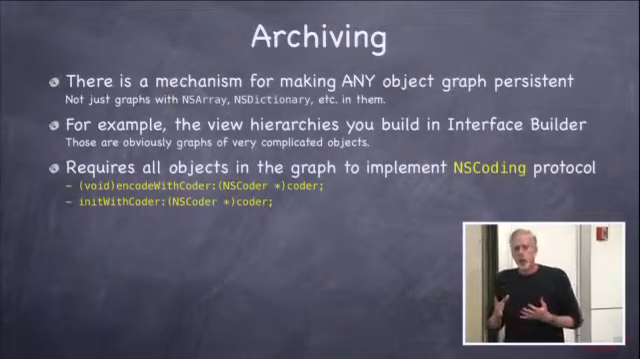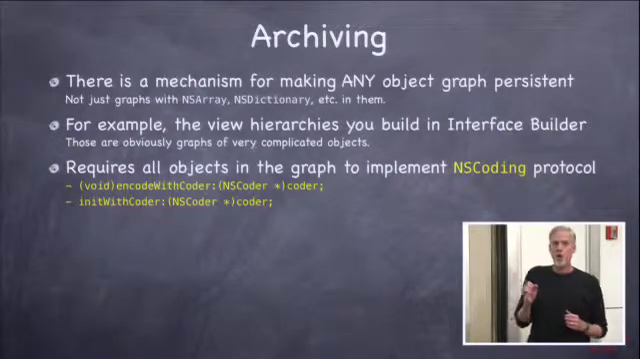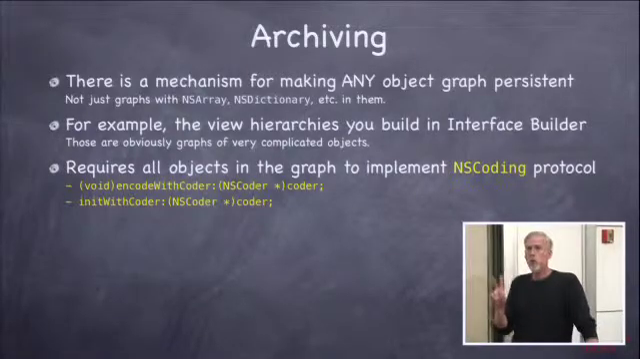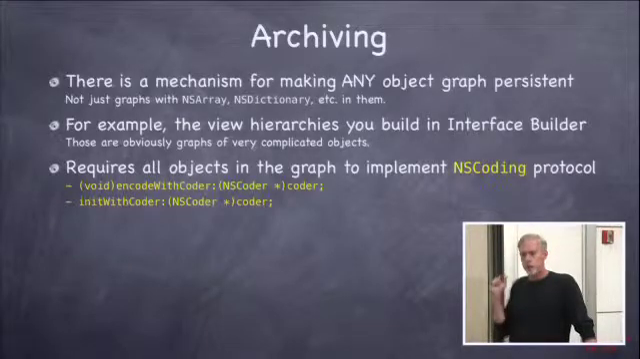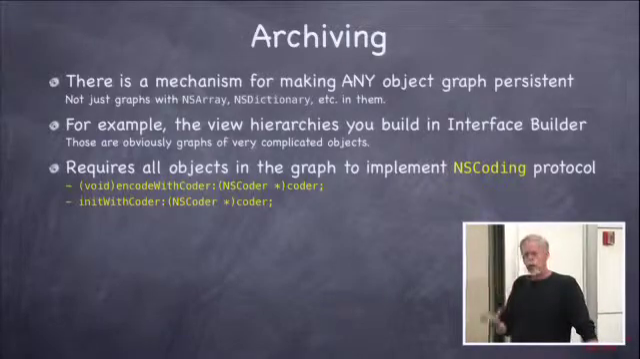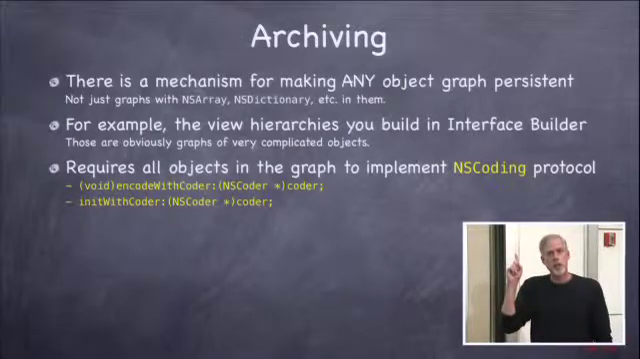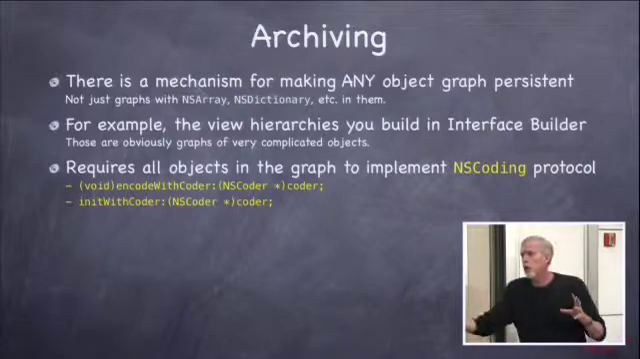The way this works is that all the objects in the graph have to implement the NSCoding protocol. This protocol has two important methods in it. One of them is encodeWithCoder, which is how you put yourself into an archive. And then initWithCoder, which is how you come out of an archive. This is why view controllers and views that come out of a storyboard do not call their designated initializer, because they're using this initializer instead. The archiving system does alloc initWithCoder on them.